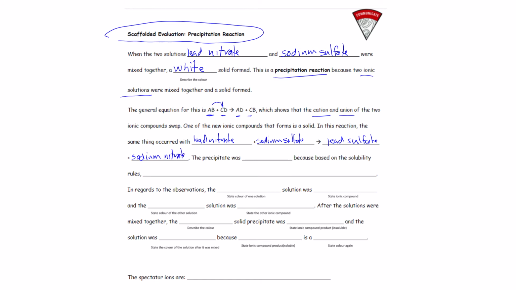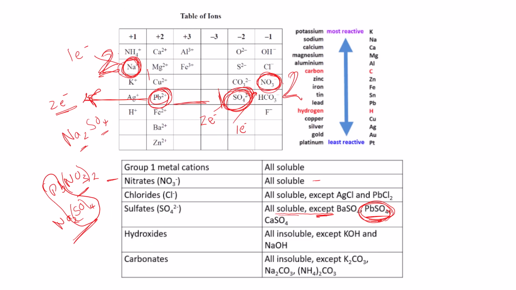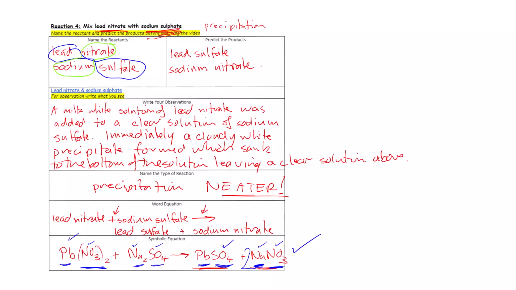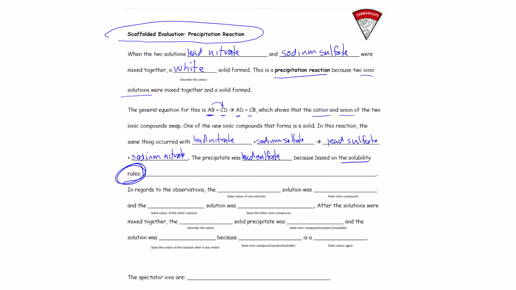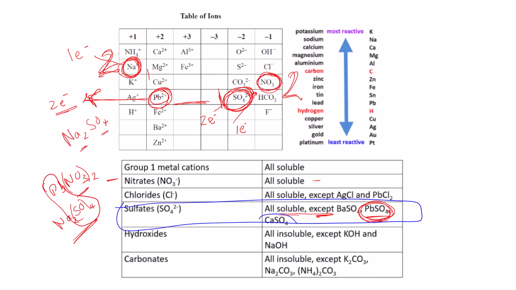The precipitate was lead sulfate, because based on the solubility rules, and you'll want to quote the solubility rules, all sulfates are soluble except barium sulfate and lead sulfate, and one of the other sulfates, calcium sulfate.